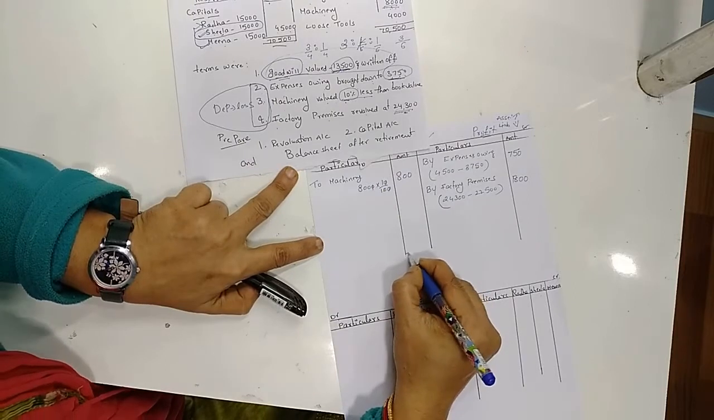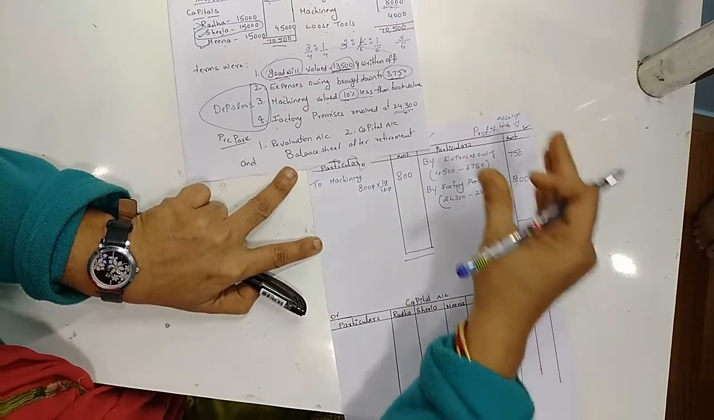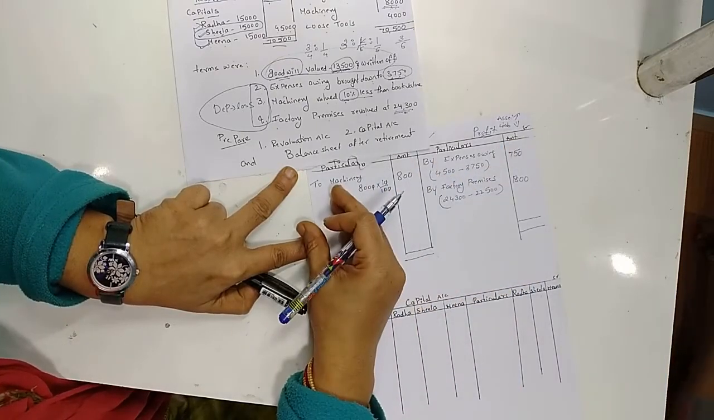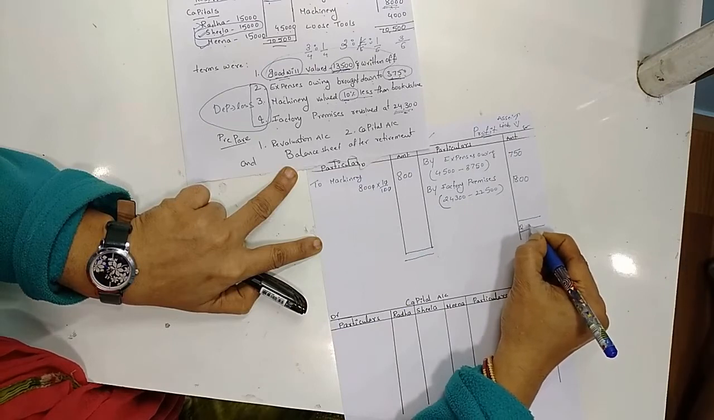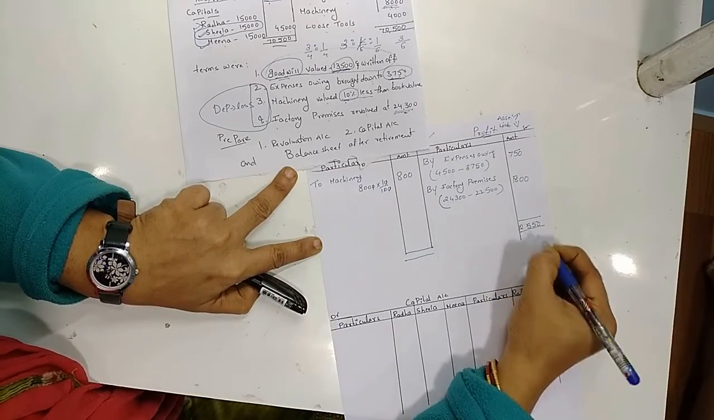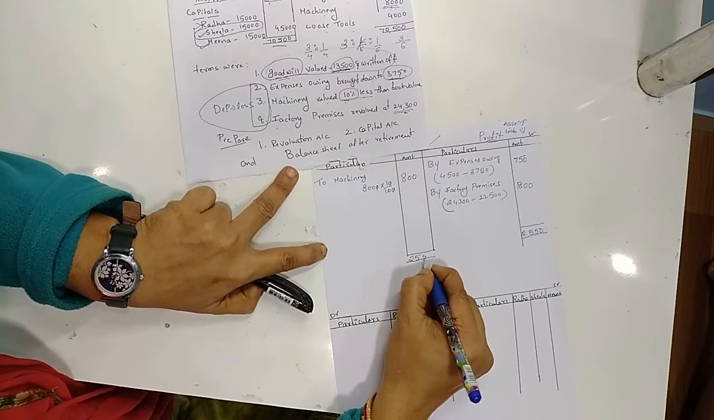So the revaluation account is done. Check which side is more, whether profits are more or losses are more. If we check, you will see your profits are more. Your asset or liability difference is 2,550. Whatever the highest amount, write it on both the sides.